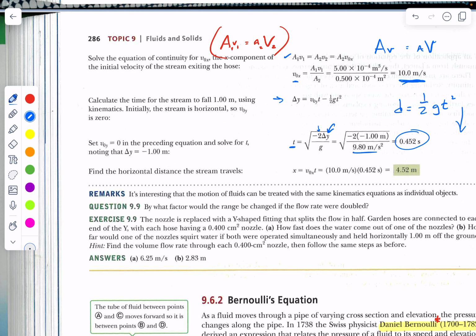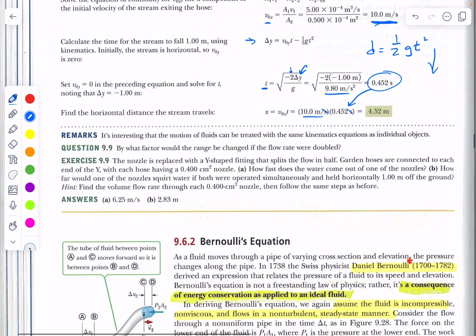So the vertical component gives me 0.452 seconds, and we plug that in here, times meters per second. My seconds cancel, and we see that the water is going to be able to go about 4.5 meters, maybe about 15 feet or so.